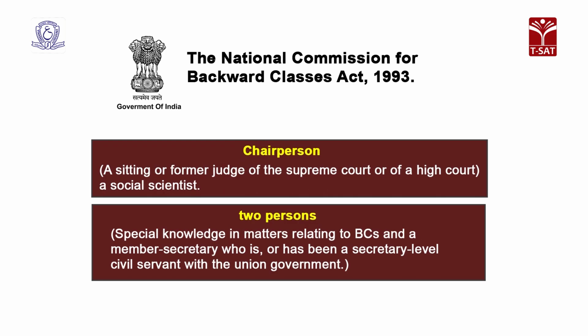The NCBC consists of a chairperson, a sitting or former judge of the Supreme Court or of a High Court, a social scientist, two persons having special knowledge in matters relating to BCs, and a member secretary who is or has been a secretary level civil servant with the union government. These members hold office for a term of 3 years.